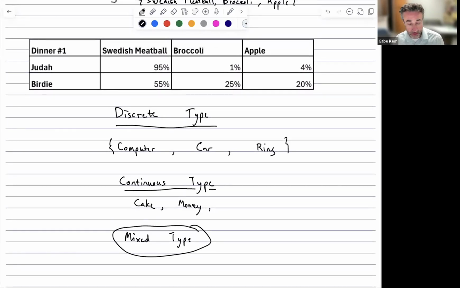All right. So this is the idea of the different types of fair division games. And we'll see that some fair division methods are geared towards one type versus another. And we'll get into that in the next video.